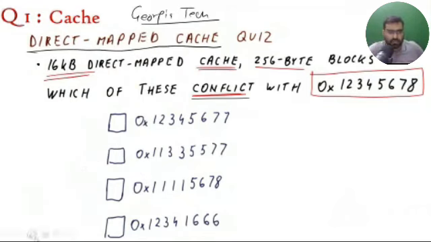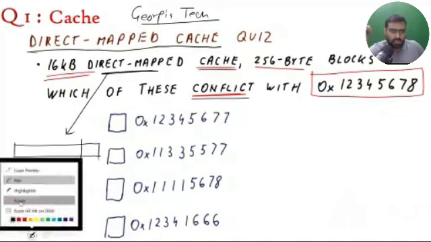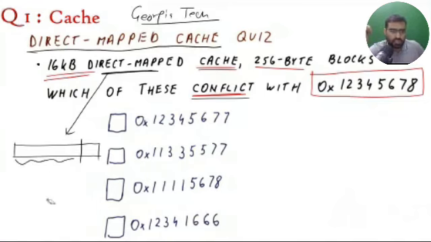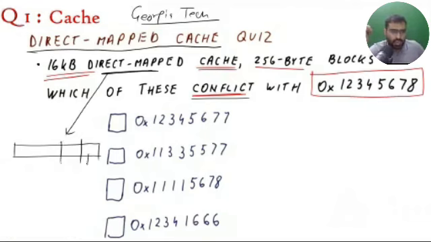So for this direct mapped cache, what is the address division? The address division is very simple. This is your tag. No, this is for the associative. For the direct mapped cache, there is something called the block offset. So this is the block offset, and after this will be your index, and this will be your tag.